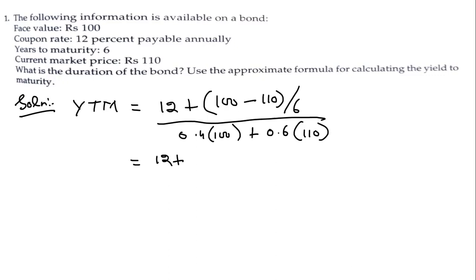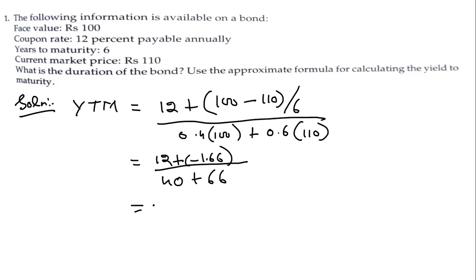So we get minus 1.66. So divided by 400 plus 110 into 0.6, that is 66. So here there is a mistake. It should be 40, not 400. Sorry for that. So 0.4 into 100, that is 40.